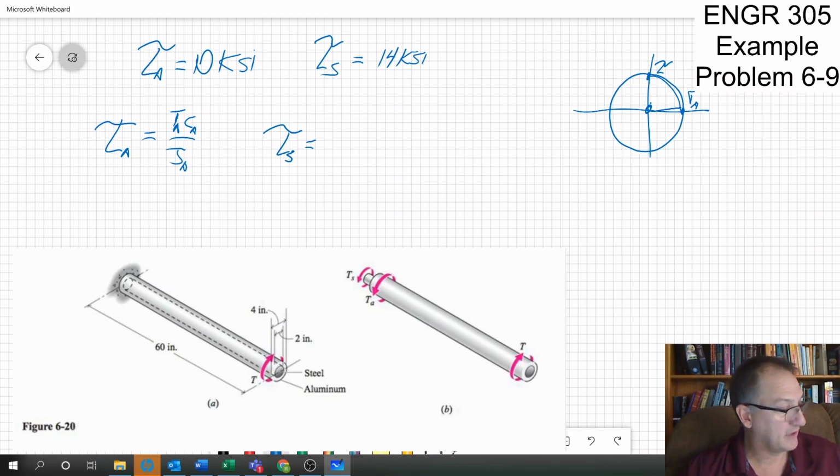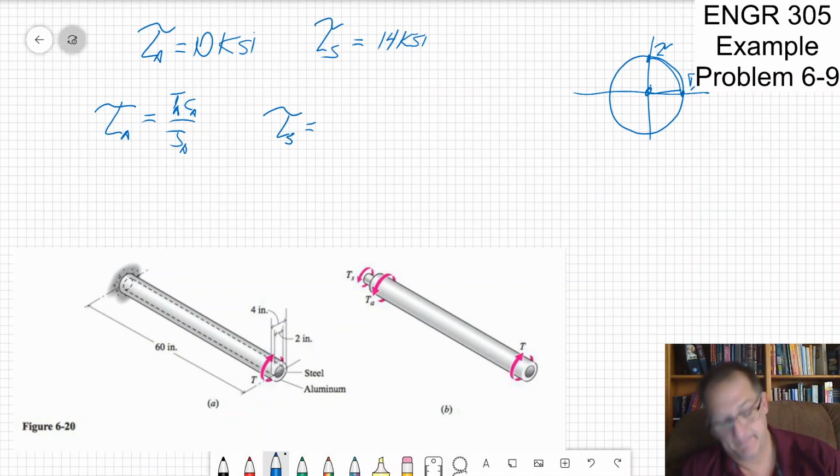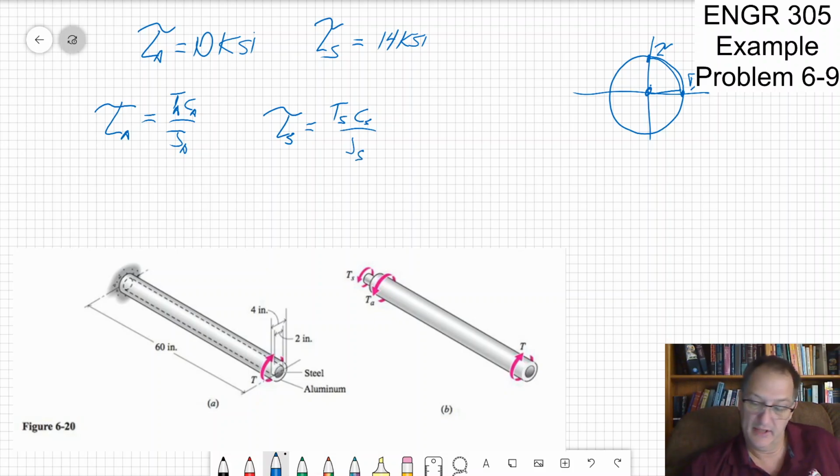I'm going to hit my F11 a sec, make that go full page. I like that better. Torque of the steel, C of the steel, J of the steel. Now, I do have geometry. You can see that I've got geometry. I've got a 2-inch steel core and a 4-inch outside.